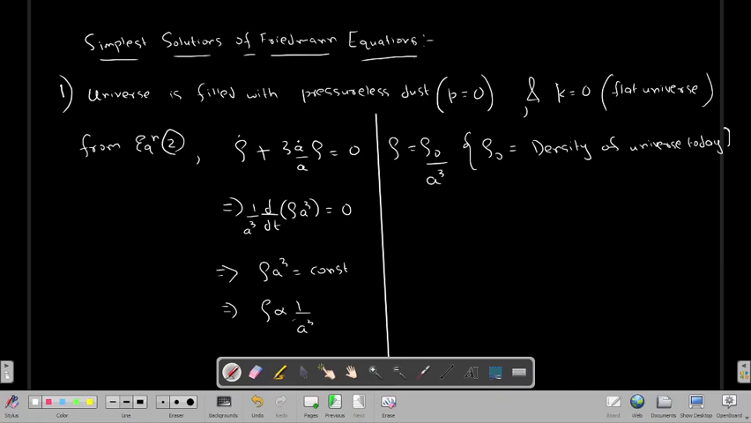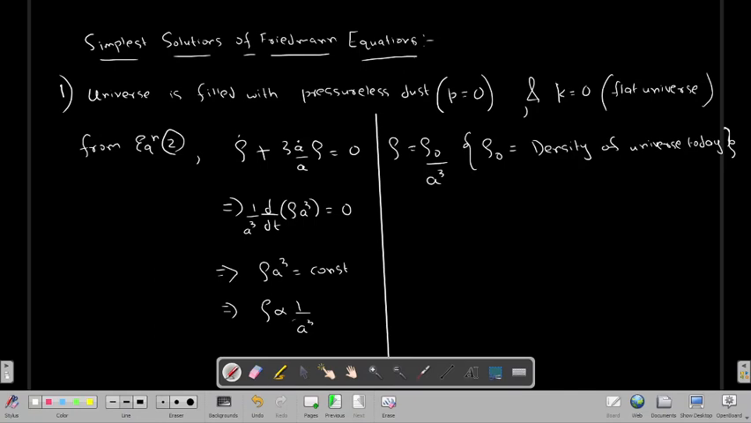Wherever I use the subscript 0, it means that quantity is measured today. What is the value of that quantity today? Because the universe is a dynamic thing, all the parameters change with time, like density, the scale factor, the Hubble parameter, the curvature. So the value of the density of the universe today may be different tomorrow. Anything which has subscript 0 written means that quantity is measured today.